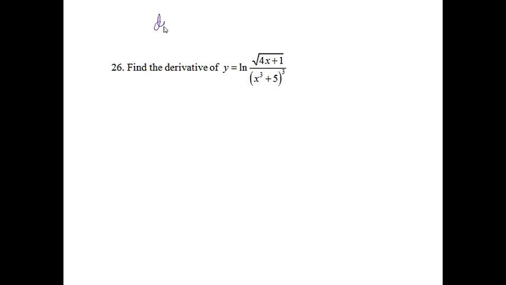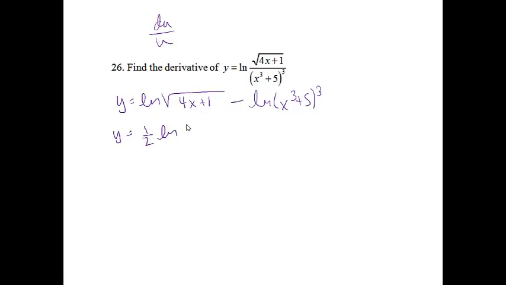I do know the derivative of natural log is du over u. This looks like a mess, and we're going to clean it up before I even try to work this out. So this will be the natural log of the square root of 4x plus 1 minus the natural log of x cubed plus 5 cubed. And then from here, I don't like working with all these powers, so I'm going to bump the powers out front. So this would be a 1/2 power. So we'll have 1/2 ln 4x plus 1 minus 3 ln x cubed plus 5. And our life has just gotten a ton simpler.